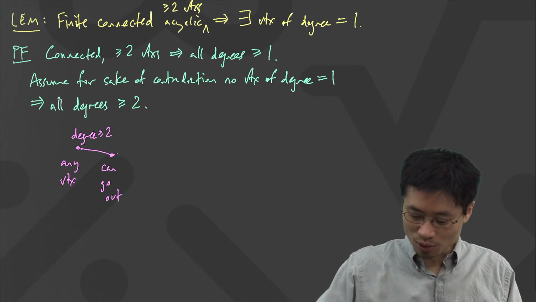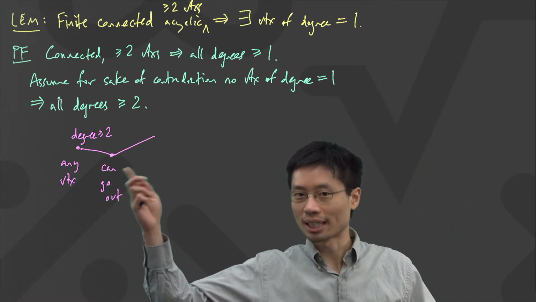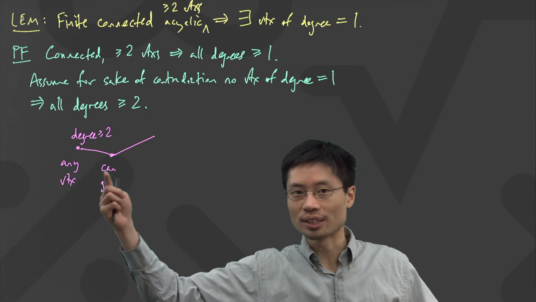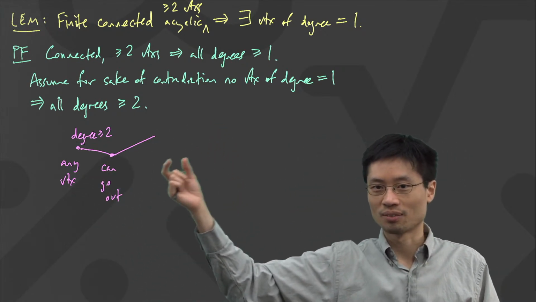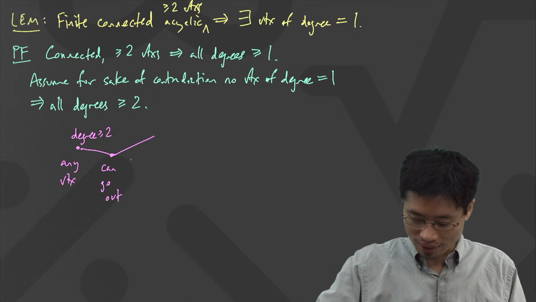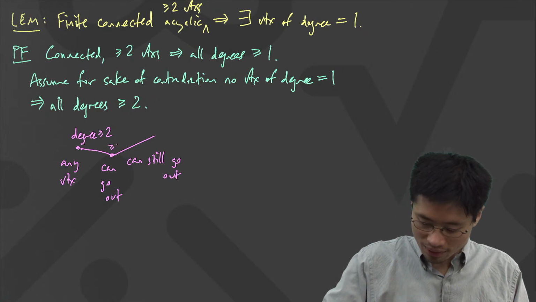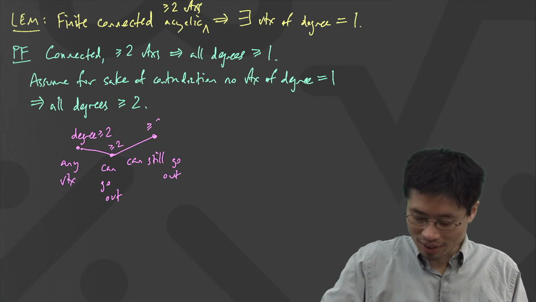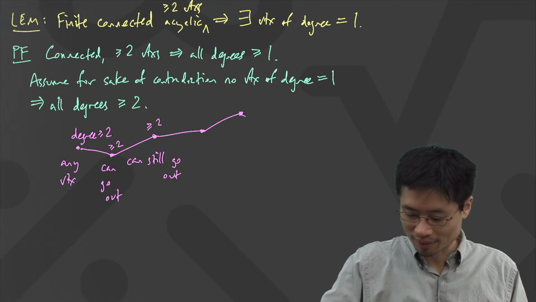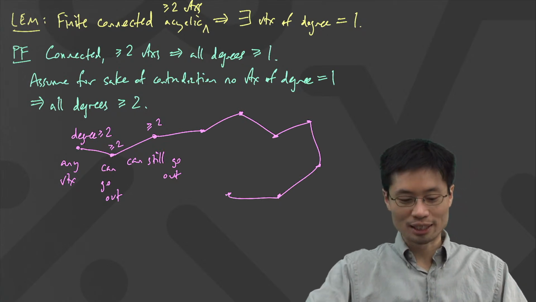And now the important thing is why the degree at least 2 was important. The vertex you went to has degree at least 2, so if I can go into it, I can go out of it also. Right? That's the important thing. So you can go out, and you can still go out, because the degree is still at least 2 every time, so I just keep going. Go, go, go. And now you start to get into trouble.